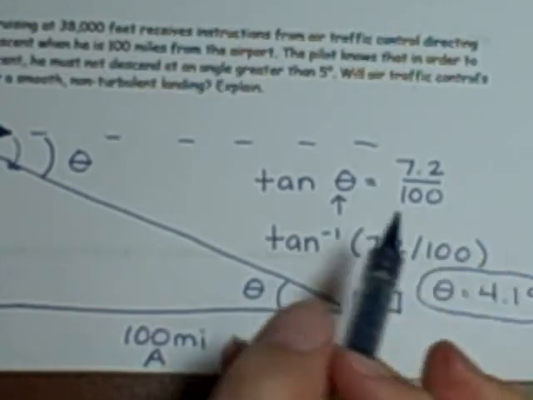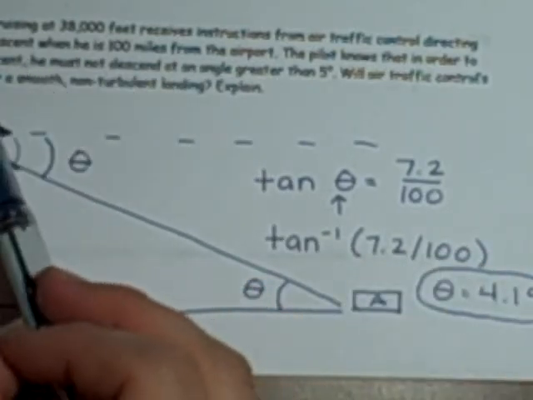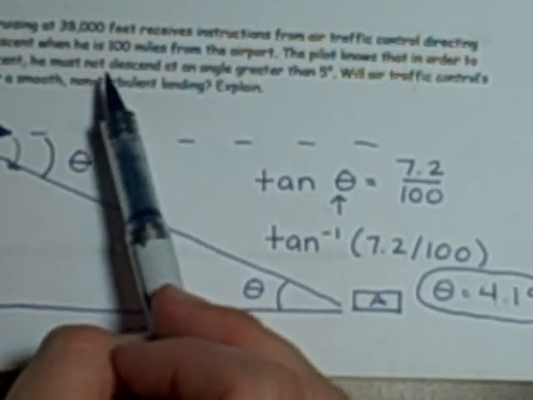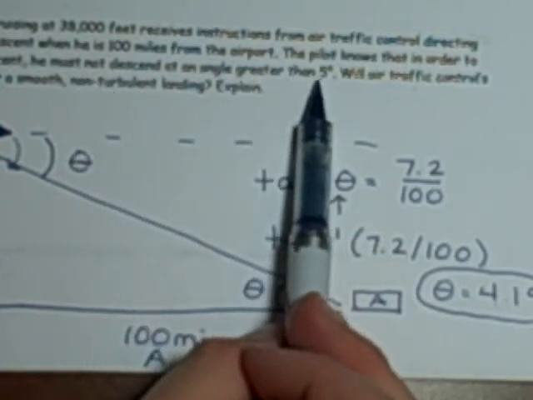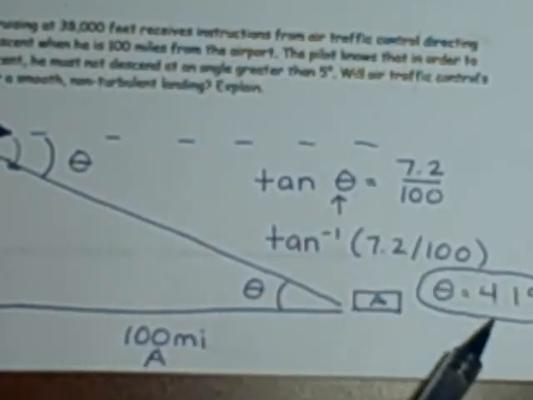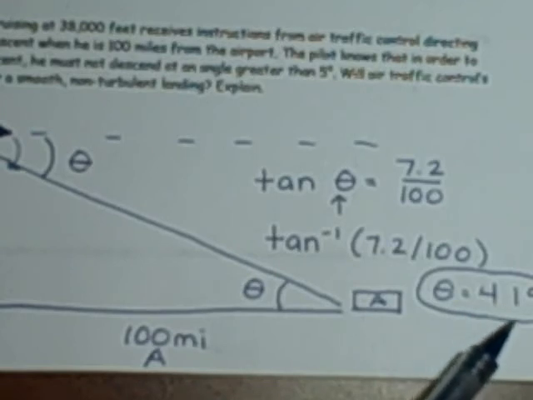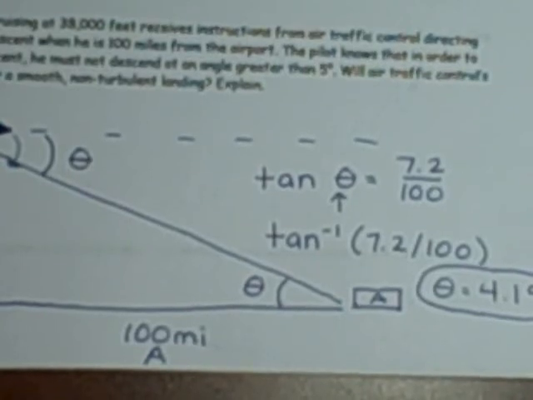So this question wants to know, will he be able to follow this guideline? He can't descend at an angle bigger than 5 degrees. So is he okay? Yeah, he's okay here because he's only going at an angle of 4.1 degrees. So if I were to answer this question, I would say yes, this would be a smooth, non-turbulent landing. Okay, that's it for this one. We'll pick up with question 33 in just a second.